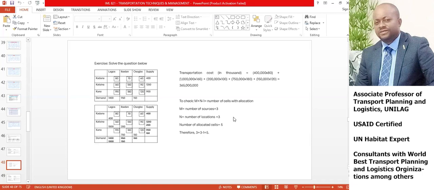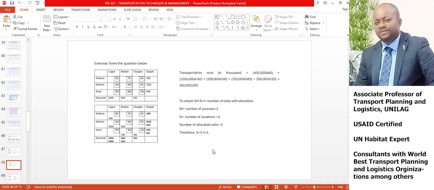Sir, please, from that number of cells, how are you able to get the number of cells, then the sources? So I know the sources are the places of supply. They are from Kaduna, from Katsina and Kano. That means 3. Yes, sir. Is that one clear? Yes. So that was how we were able to get the sources. And the locations they are going to are also 3.